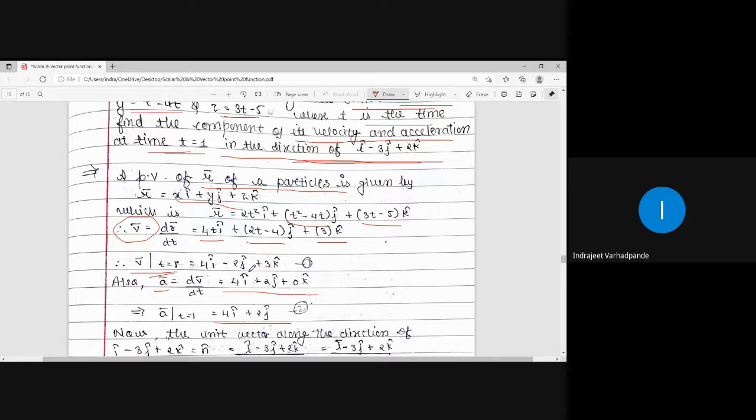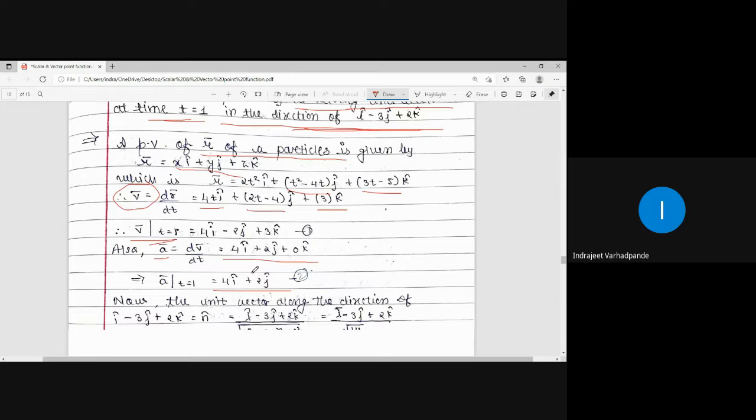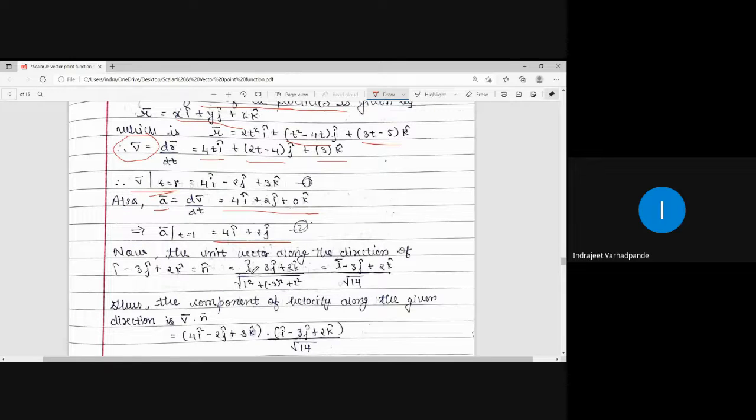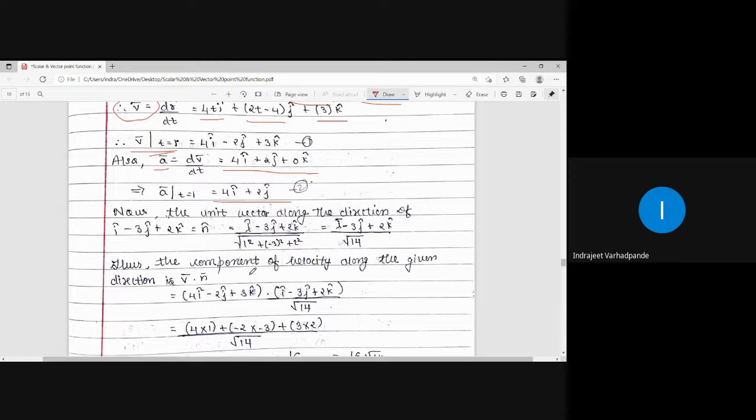Now all these components of velocity and acceleration we have calculated at time t is equal to 1, but now they are to be evaluated in the direction of this particular vector. So I will now calculate the unit vector which acts along the direction of the given vector, and we call it n cap. What is n cap? Vector upon its magnitude. And along with this particular unit vector, I will take the dot product of velocity as well as acceleration. So the unit vector along the direction of i minus 3j plus 2k is denoted by n cap, which is vector upon its magnitude.